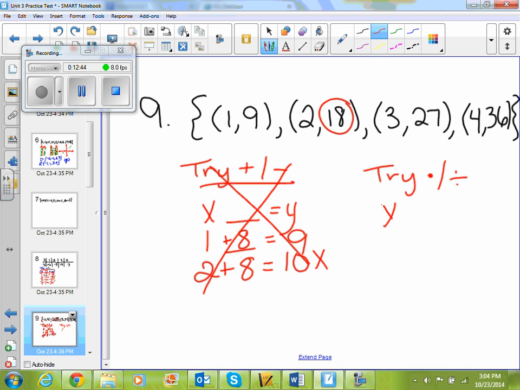Okay, so I'm going to take my x value, do something to that x value to make it be my y value. So if I do my 1 again, 1 to make it be 9, what do I need to do to 1 to make it be 9? Times 9. Okay, so let's see if that pattern works.